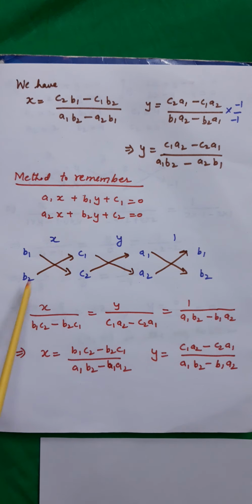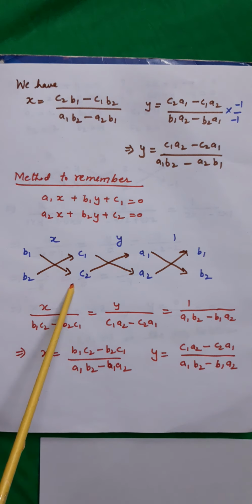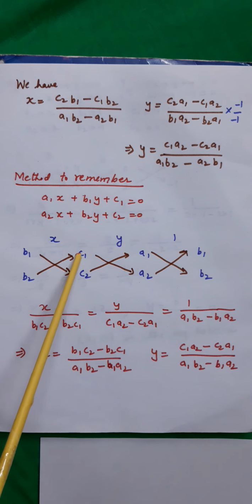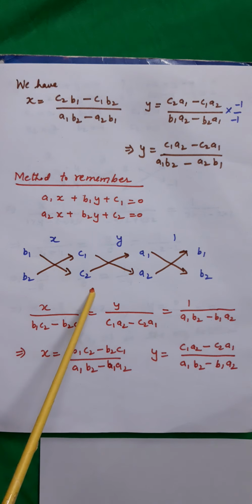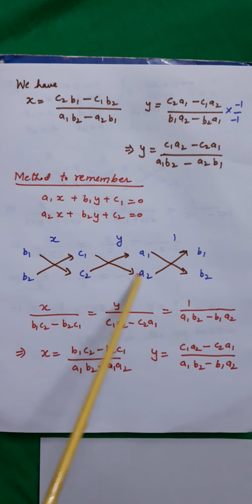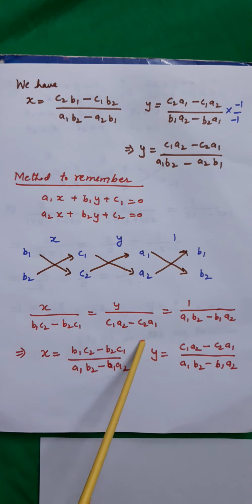Now x upon b1c2, we will put the arrows in this way, right? Down, up. b1c2 - b2c1. y upon c1a2 - c2a1.